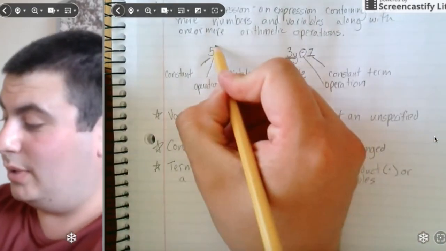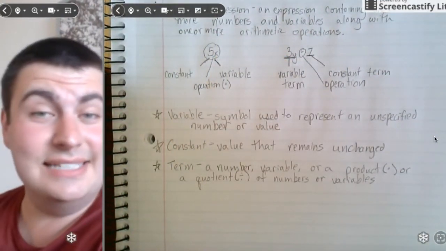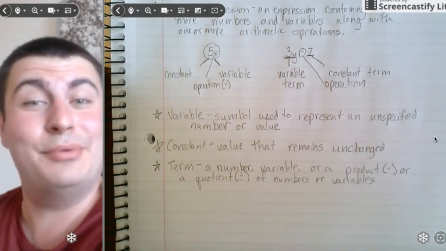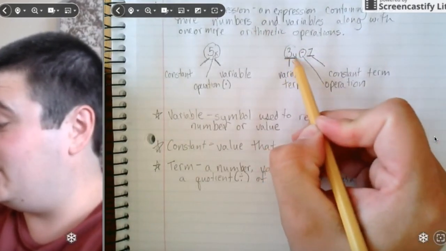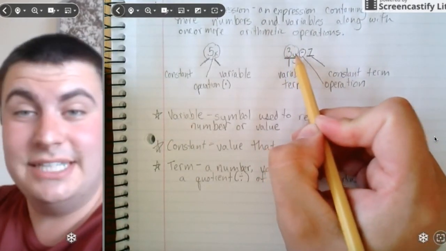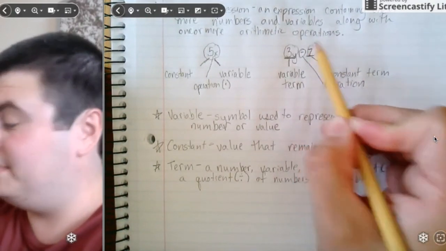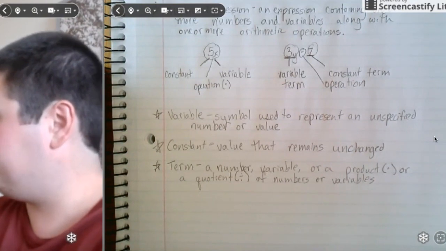So this is all one term, 5x. It has a constant and a variable and a hidden operation, which is multiplication. So we have that product of 5 and x. And then this is one term here, this multiplication of 3 times y, that product. And then this 7 here is another term. It's our constant term.